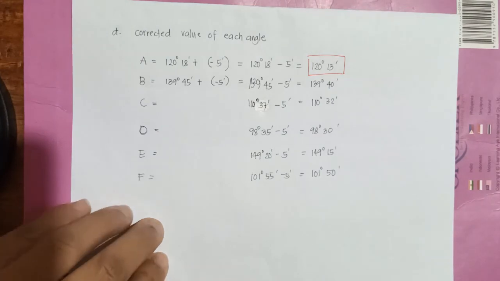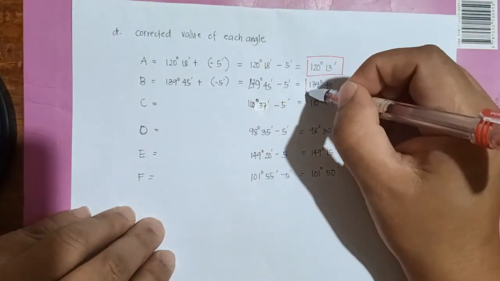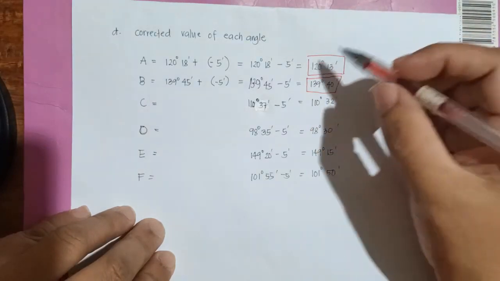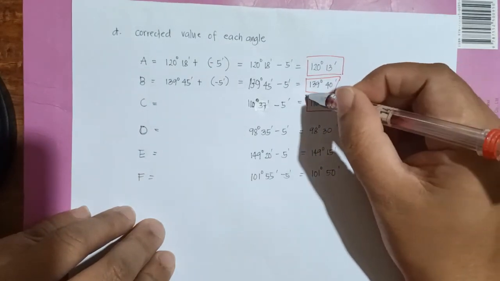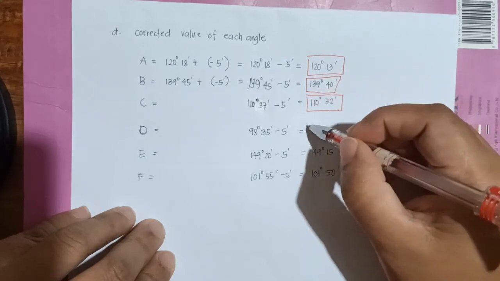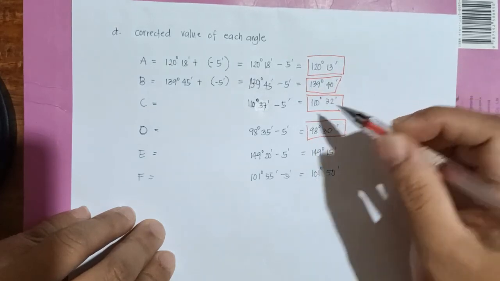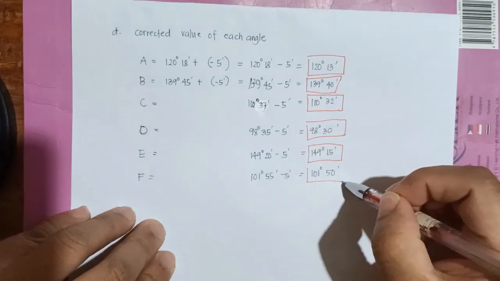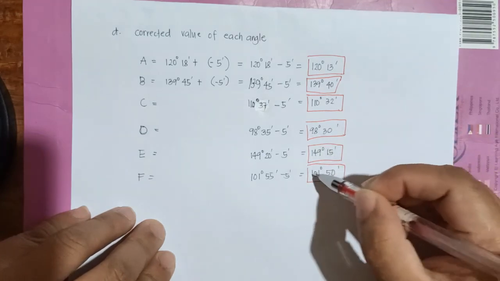So these are the answers: the corrected value of angle B, angle C, angle D, angle E, and angle F.